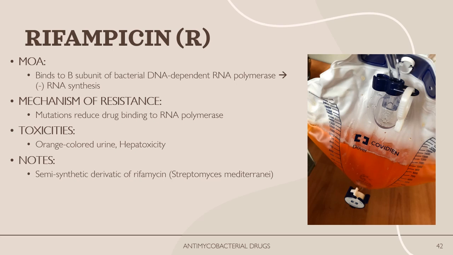Next, we have your rifampicin. Your rifampicin is part of your rifamycin. Na-discuss na natin to kanina. It inhibits bacterial DNA-dependent RNA polymerase, leading to the inhibition of RNA synthesis. As for the mechanism of resistance, your TB bacilli can develop mutation to reduce drug binding to your RNA polymerase.